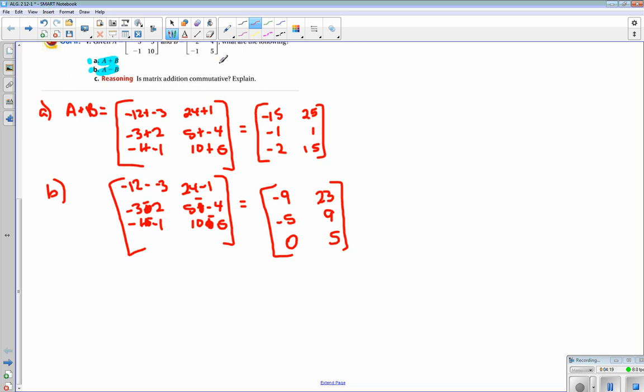Reasoning. Is matrix addition commutative? And you'll look, if I were to say, instead of negative 12 first, if I were to put negative 3 first, would that make a difference? And it would not, so it is yes. Since addition is commutative, so is matrix addition.